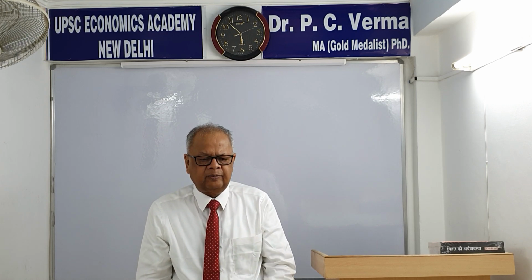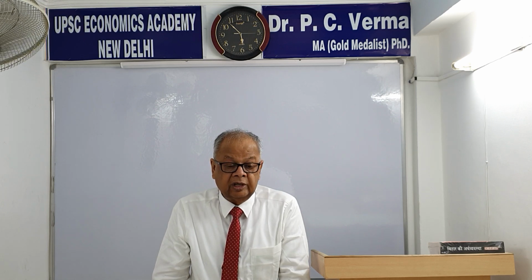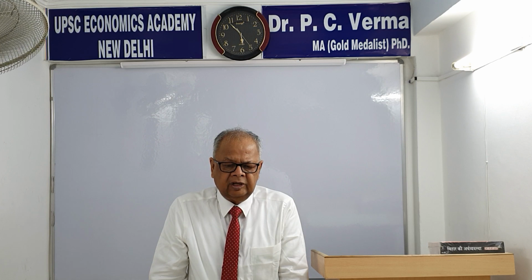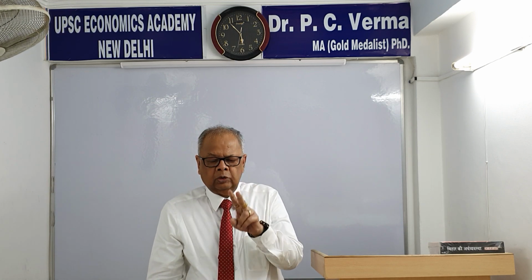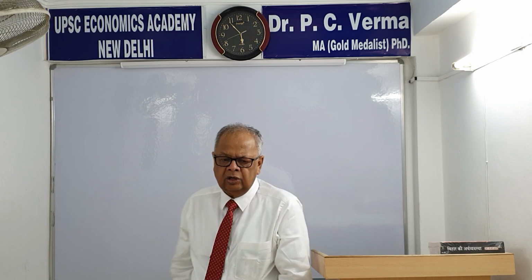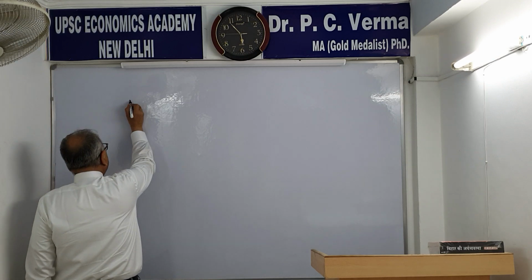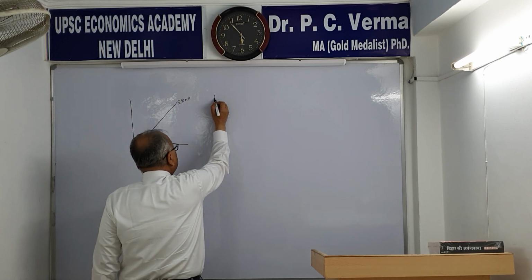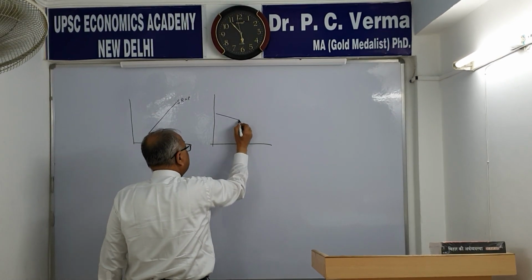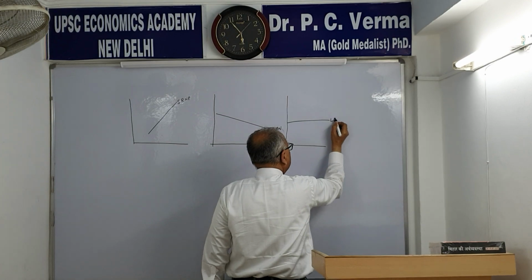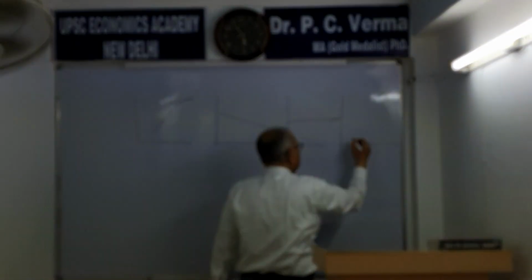Now we shift to the second type of market under perfect competition, known as normal period market. Normal period market is the second division of the market by Alfred Marshall. Normal period is divided into two parts: short run normal period and long run normal period.